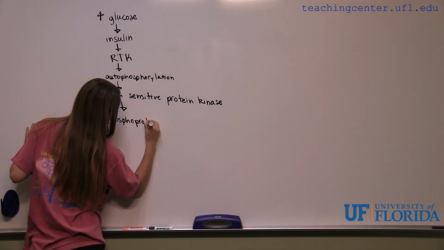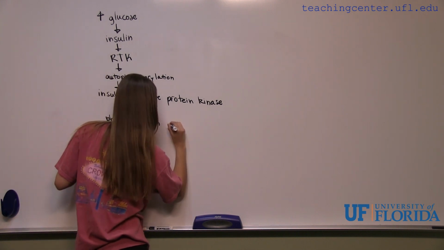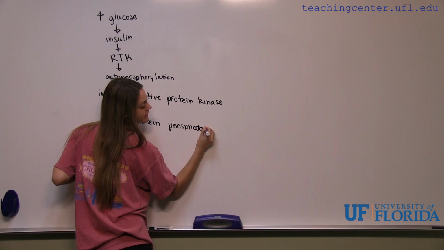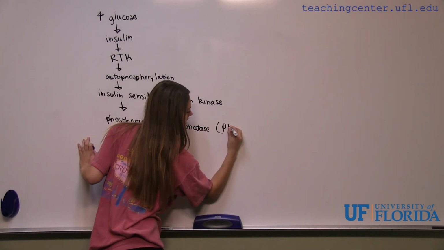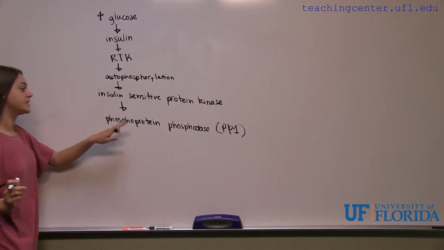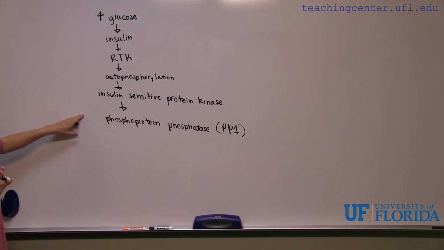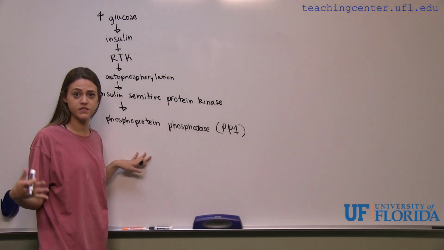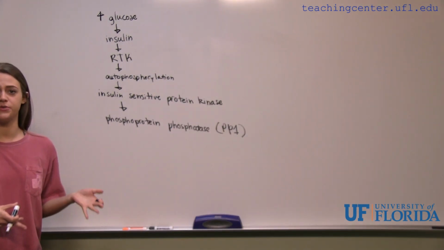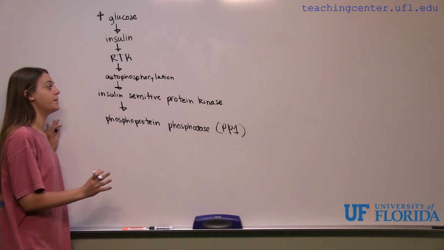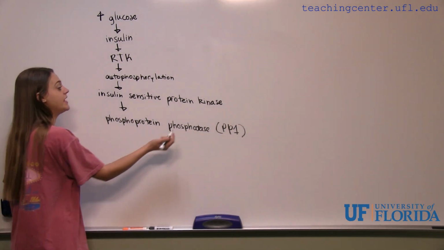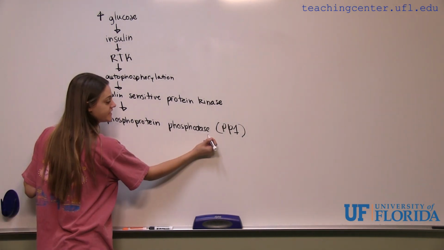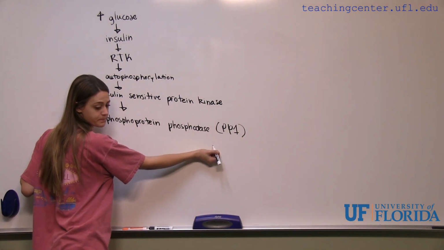phosphoprotein phosphatase, or as you might know it, PP1. And this is going to be really important in the following steps, as this phosphatase activity is going to remove phosphates from certain enzymes, which is either going to activate or inactivate them. So a big clarification here that you need to know is that a kinase is going to phosphorylate, whereas a phosphatase is going to dephosphorylate.